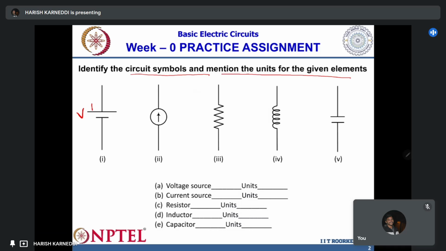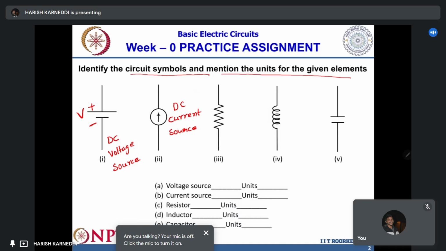The bigger plate represents the positive and the lower plate is negative, right? It's a DC voltage source. And what about the second one? The second one is the symbol of a DC current source. What about the direction of the current? The direction of the current is upwards.